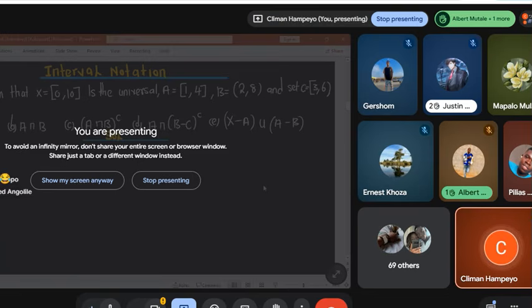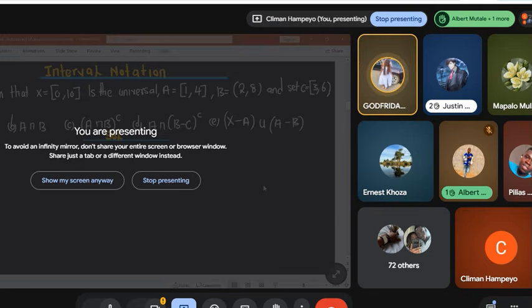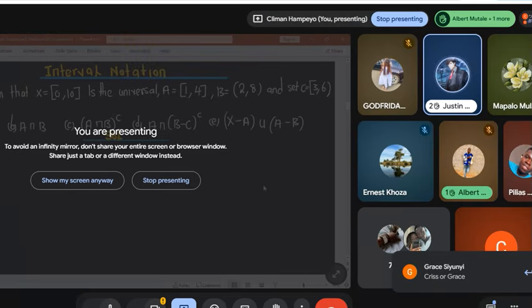Okay, can someone just read this that is on the board? Given that x equals open brackets 0, 10 close brackets is the universal, A equals open brackets 1, 4 close bracket. Justin, I can't get what you're saying. Read properly. Sir, that is not an open bracket. That is an inclusive bracket. Sure, sir. Thanks for the correction.